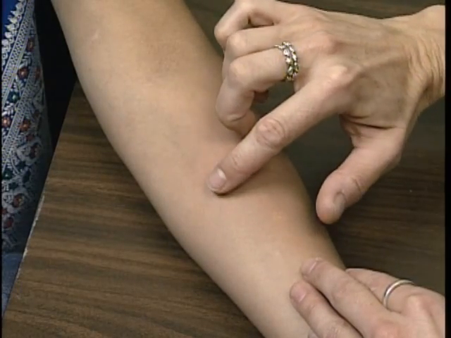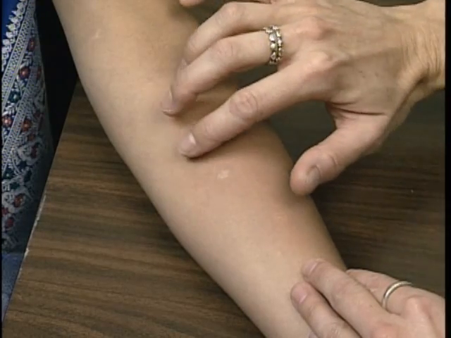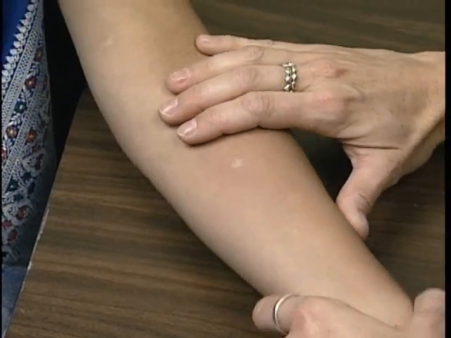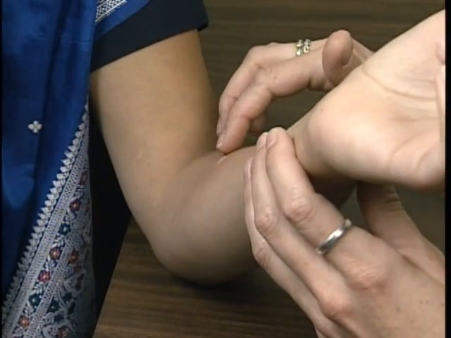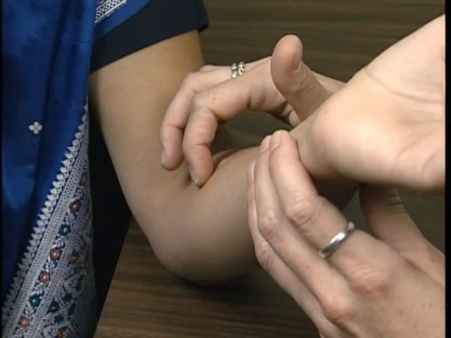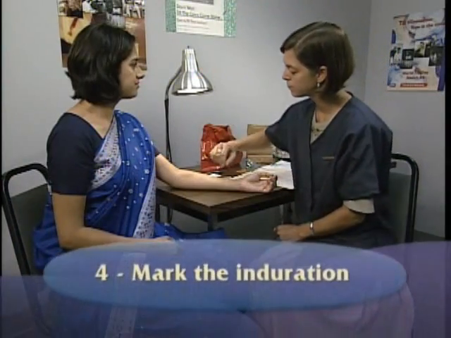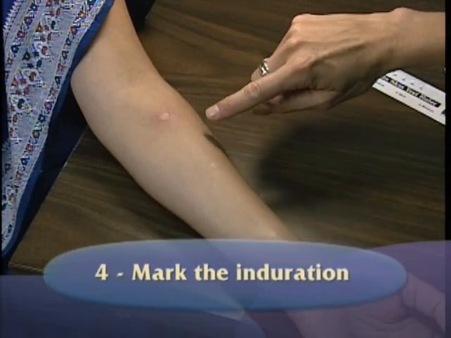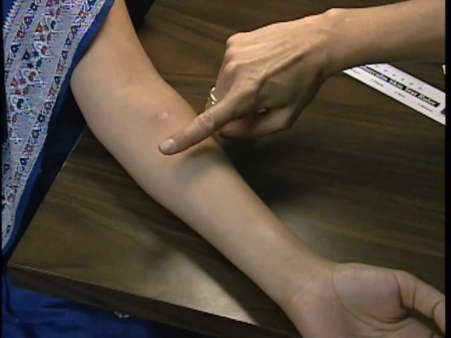When palpating for margins, be careful not to confuse a margin of induration with a margin of muscle on the forearm. To check this, raise the patient's arm to a 45-degree angle and palpate again. You should still be able to palpate the margins of induration. The diameter of the induration is measured across the forearm from the thumb side of the arm to the little finger side of the arm, or vice versa.